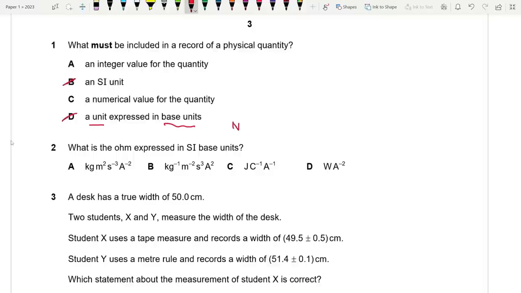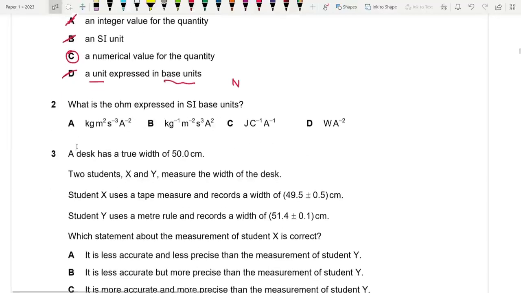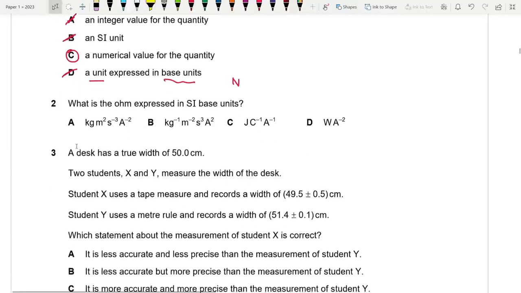We do not need an SI unit. It can be in kg, it can be in grams. It doesn't need to be an integer. It can be 2.1 or something like that, okay? So it just has to be a numerical value for the quantity. It doesn't have to be an integer. Any numerical value will work, okay? So next, what is the ohm expressed in SI base units?